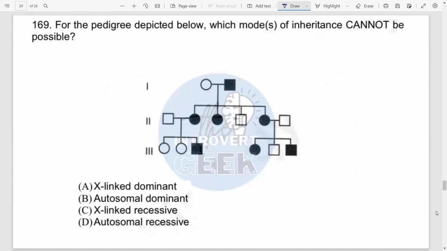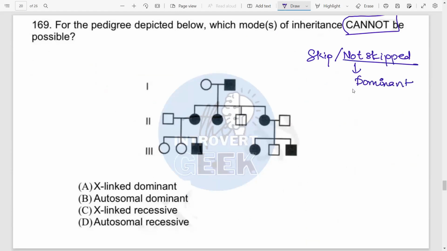For the pedigree depicted below, which mode of inheritance cannot be possible? Okay, you have to see cannot be possible. Now, one very, very easy way to determine is just look at if any generation is being skipped or not skipped. If a generation is not skipped, okay, that means that that particular trait is dominant, and you will have either an autosomal dominant or an X-linked dominant.